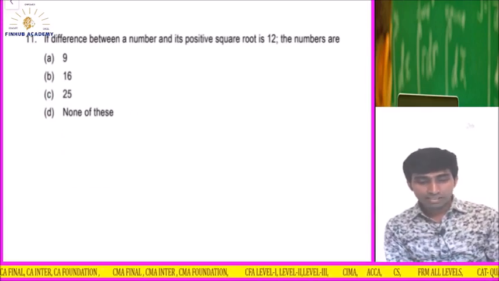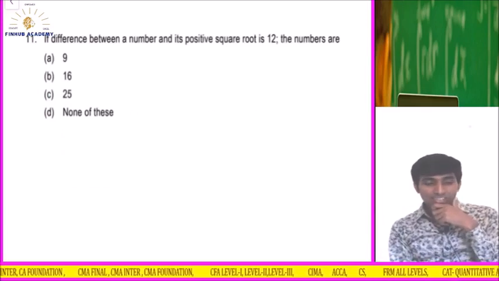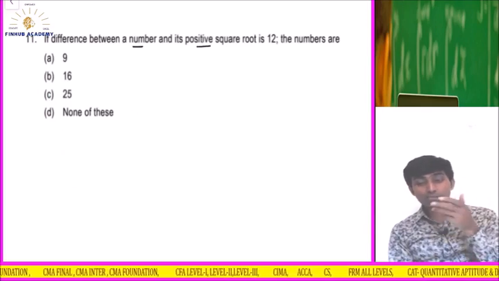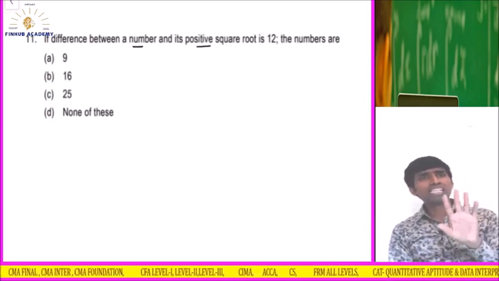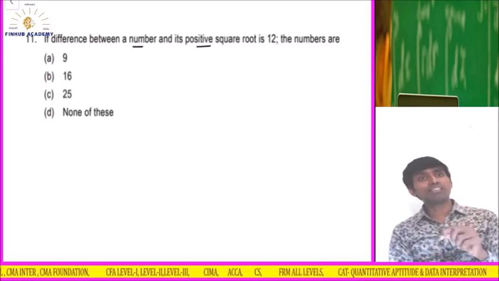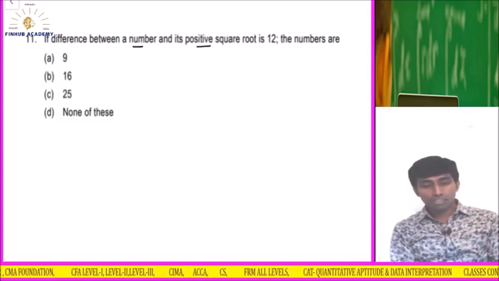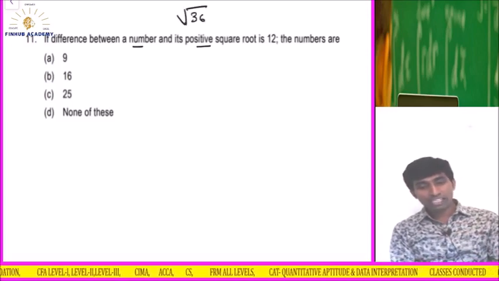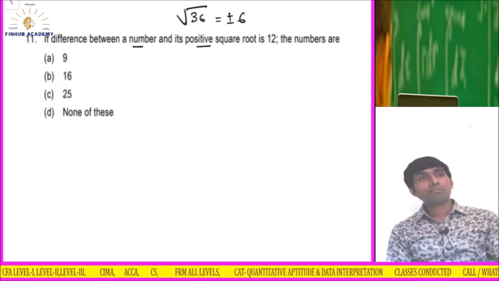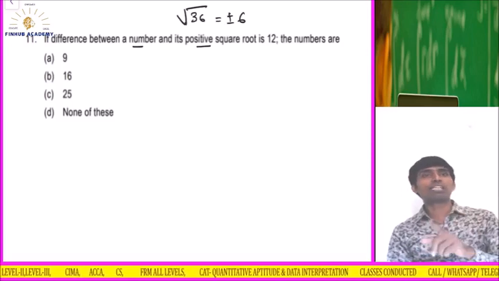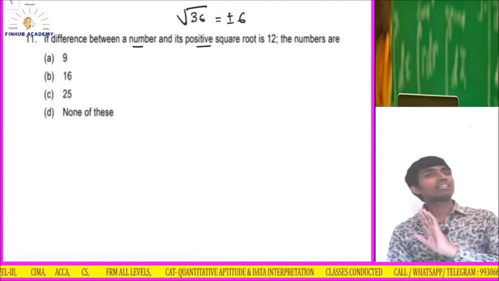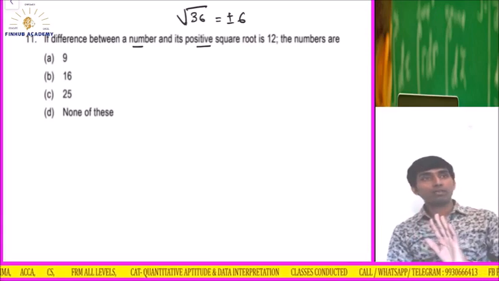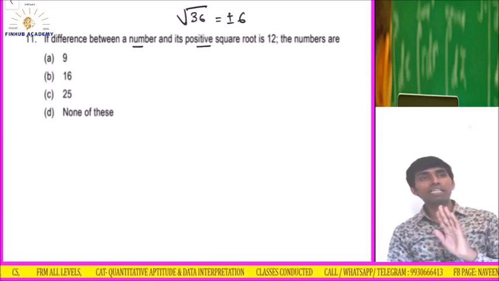Okay. See how to solve this. The difference between a number and its positive square root. Since they have said positive square root, positive square root means what? We know that when I take a root of 36, the answer can be plus or minus 6. But they're talking it should be positive only. That means 6. Understood? Means the root will not be negative.